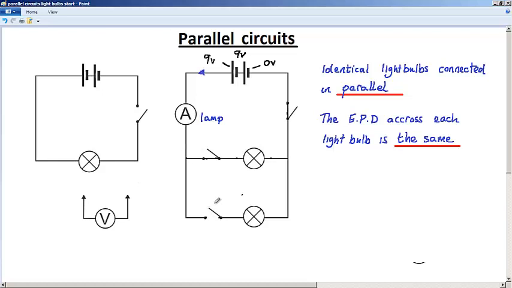Now what happens when I close this switch? Then the current flowing through this light bulb will also be 1 amp. So we have 1 amp flowing down here.